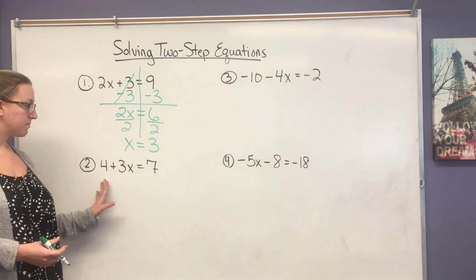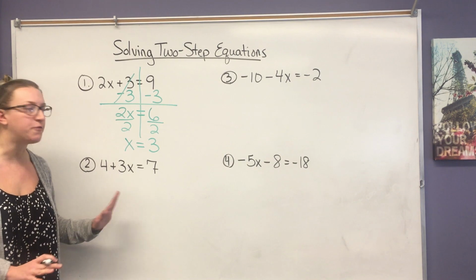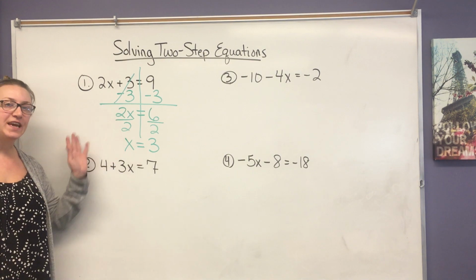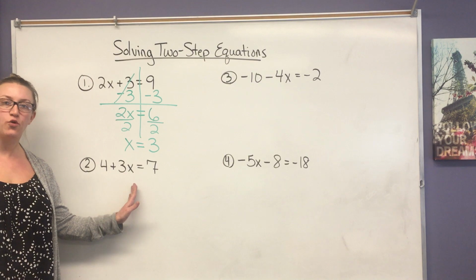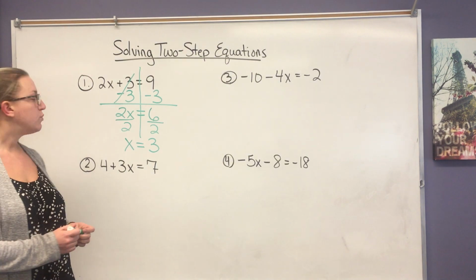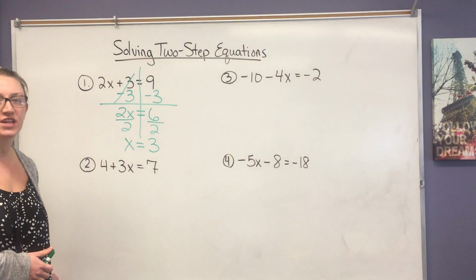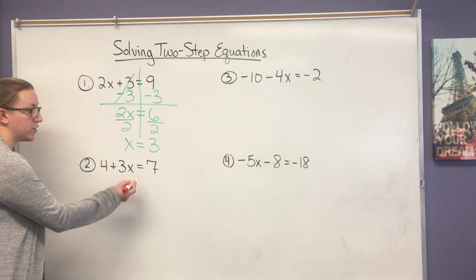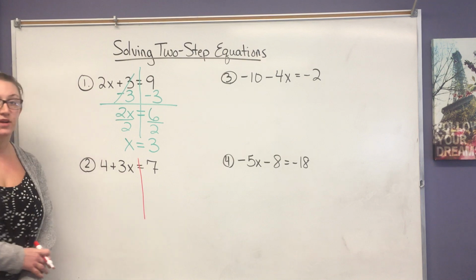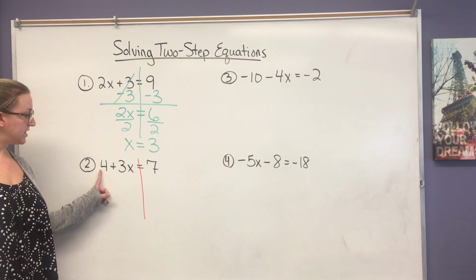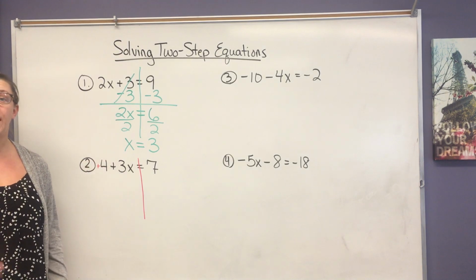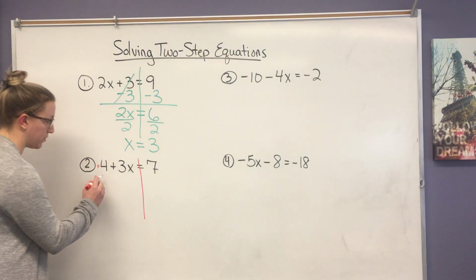Number 2. Wait a minute, it's all different. It's not. 4 plus 3x is the same thing as 3x plus 4 if we use the commutative property. We do not need to rearrange anything in this case because we can still add or subtract on both sides. First step is to split it down the middle. I notice that this is a positive 4, so I will subtract 4 from both sides.